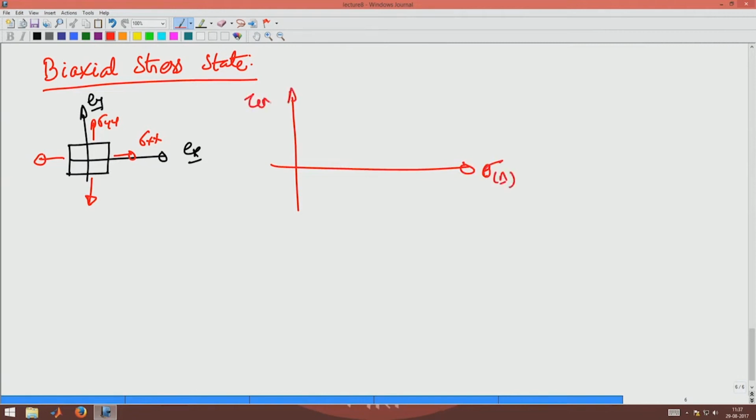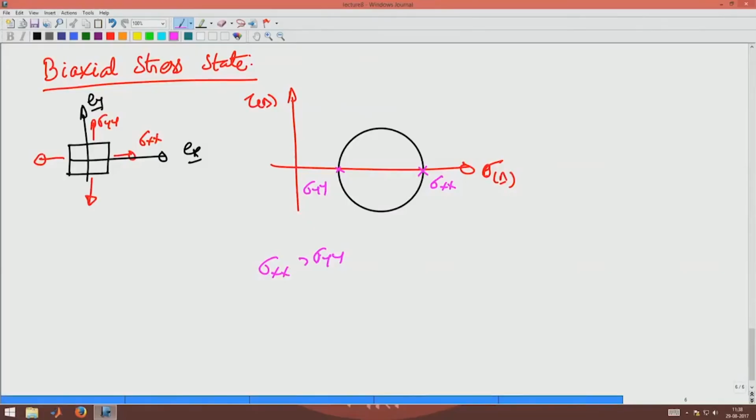sigma n, tau n. So, that will be the Mohr circle for this stress state, wherein let us assume sigma xx is greater than sigma yy for argument's sake. So, this will be sigma xx and this will be sigma yy. The shear stresses are 0, so those will be the principal stresses or the extremum normal stresses that the stress state can see. Okay. Now, what will be the maximum shear stress?